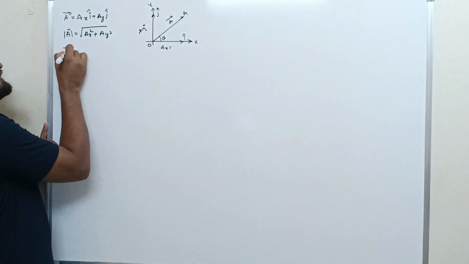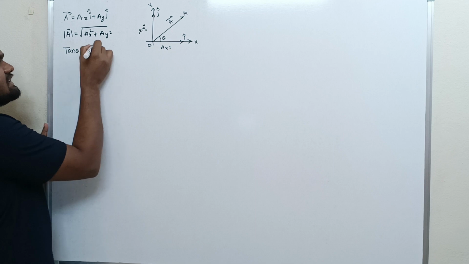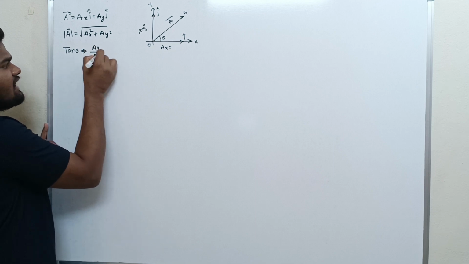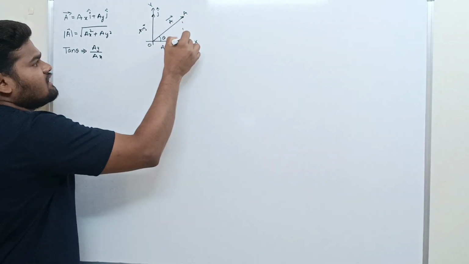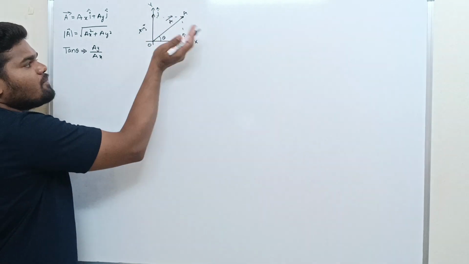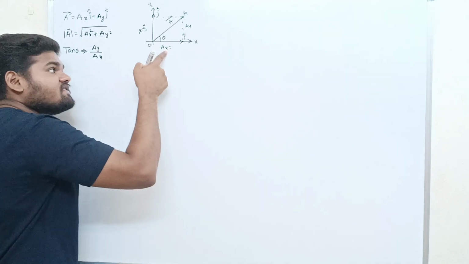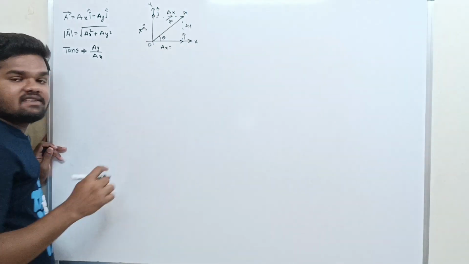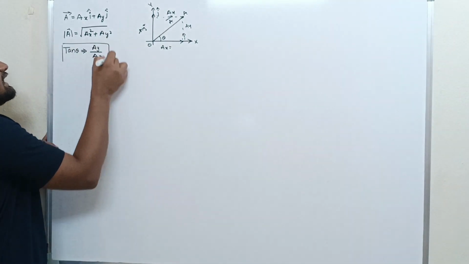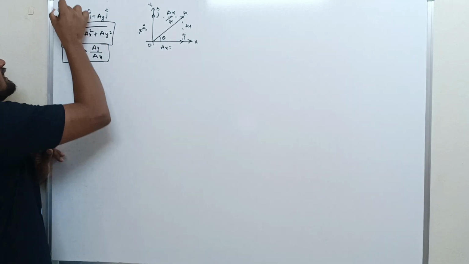What is the direction of the A bar vector from the positive x-axis? Tan theta is equal to AY by AX. What is this? This is a rectangle, and opposite sides in a rectangle are the same. If this is AY, then this is also AY. If this is AX, then this is also AX. So this is the direction, and this is the magnitude of the A bar vector.